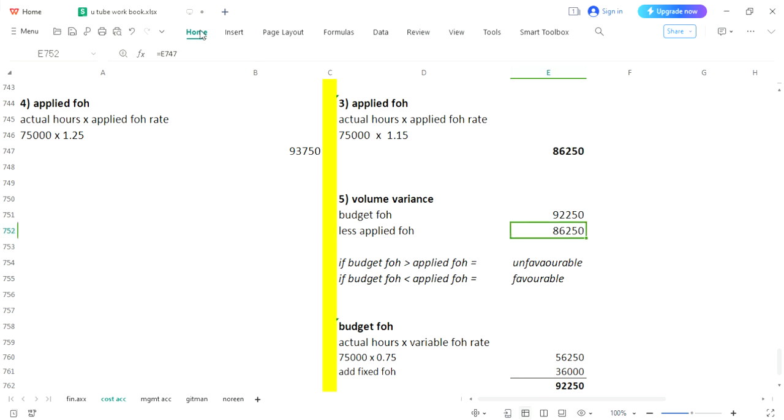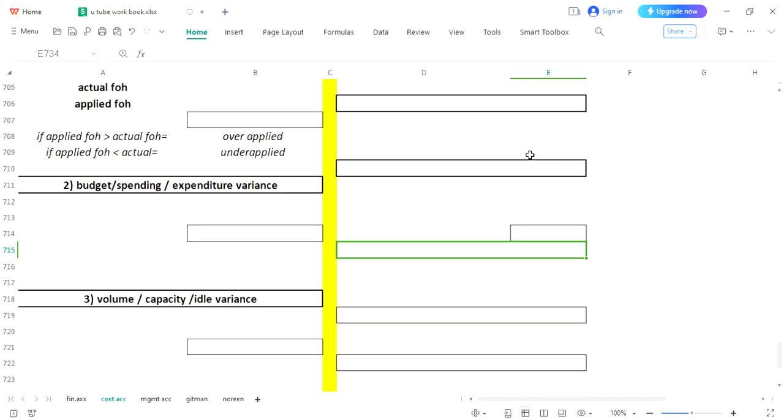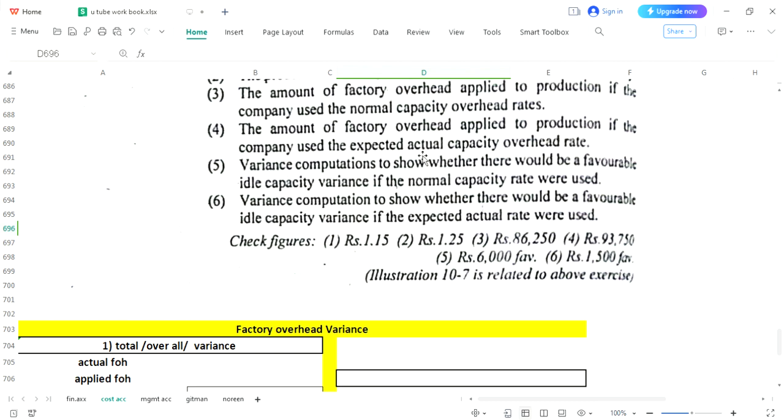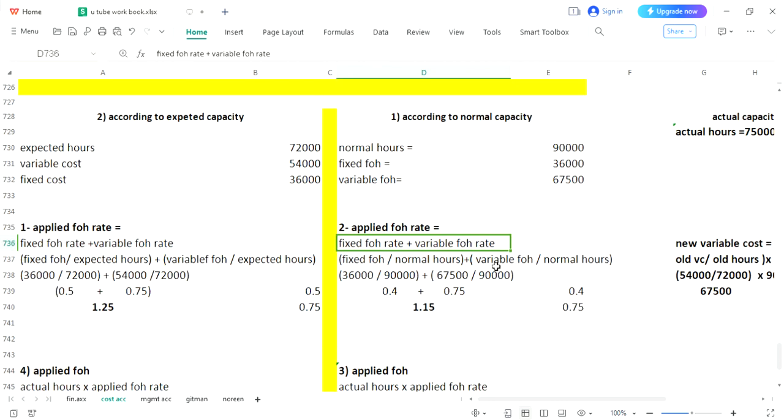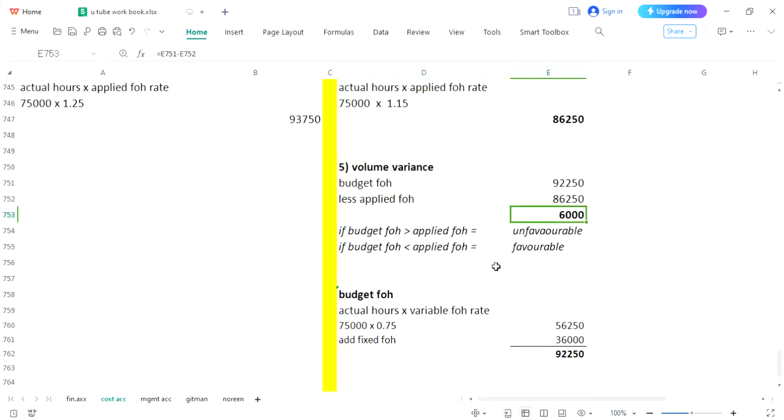Now it's time to calculate the volume variance, which is the relation between budget and applied FH. Our budget FH is 92,250 and we need to subtract applied FH, which is 86,250. So we have got our volume variance, and which capacity are we using? Normal capacity. Let's see what part it was. The variance, if normal capacity is used, the fifth part's answer is 6,000. And what we have calculated is also 6,000.